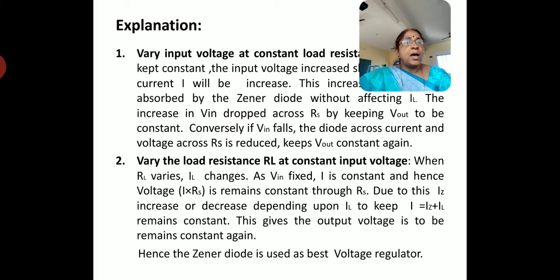Due to this, IZ increases or decreases depending upon IL, and it keeps I, which is equal to IZ plus IL, constant. This gives an output voltage that remains constant again. So therefore, with the variation of the input voltage or with the variation of the load resistance, the output voltage remains constant. Hence, the Zener diode is used as the best voltage regulator.